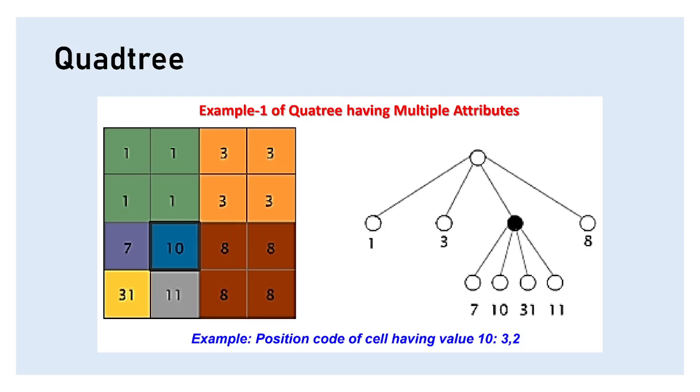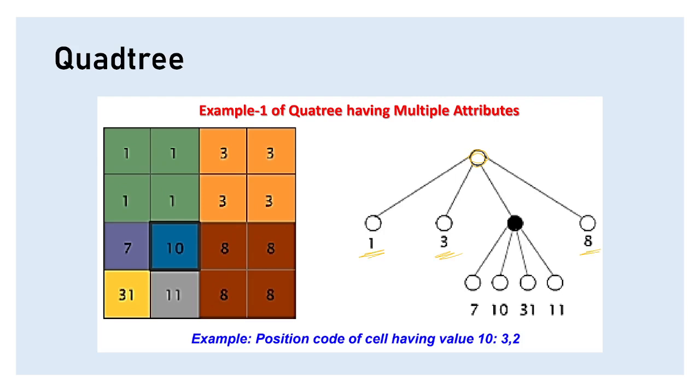As I was saying, this is a quadtree with multiple attributes. Here we have another image, but instead of just black and white, we have green, orange, and all those colors. This is the main one, and you divide it into different quadrants. In the first quadrant almost everything is uniform, so 1 is kept as such. 3 is also the same, so we kept it like that. This is the same, so 8 is there.